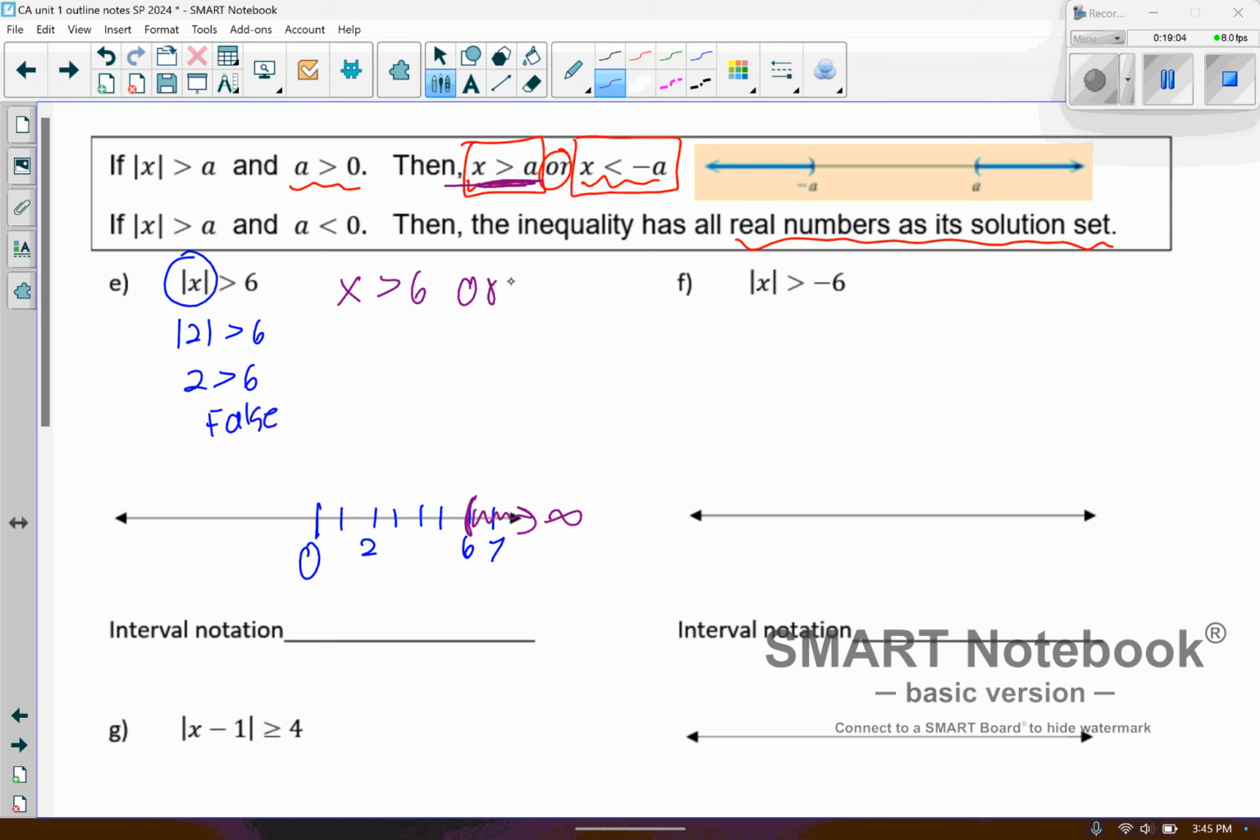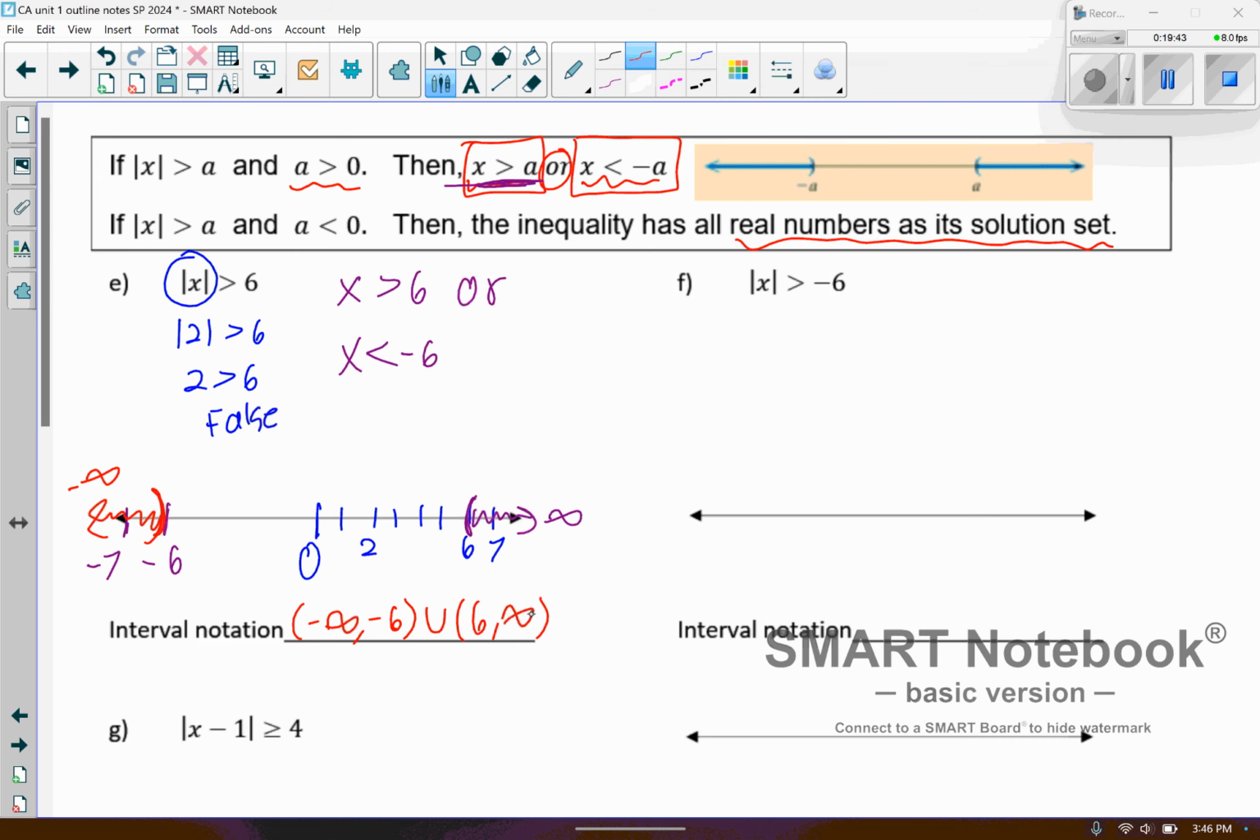Or I take x and then I flip the sign and change the sign of my number. So this is going to be less than negative 6. Well, negative 6 is over here, and values less than negative 6 are like negative 7 and so on. And so now I'm going to shade over here towards negative infinity. So for my solution set, you want to go from low to high when you do your interval notation. So it's going to be from negative infinity to negative 6, parentheses, union from 6 to infinity right there.